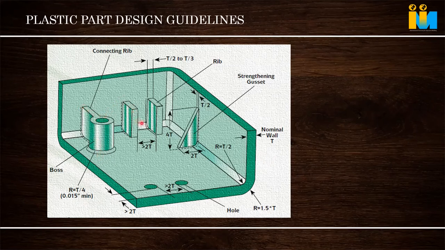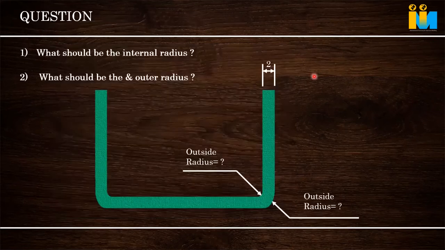So all these are the same thing. Some distance has to be maintained. They should not be so close. Okay. See, now here is the question. What should be the internal radius?